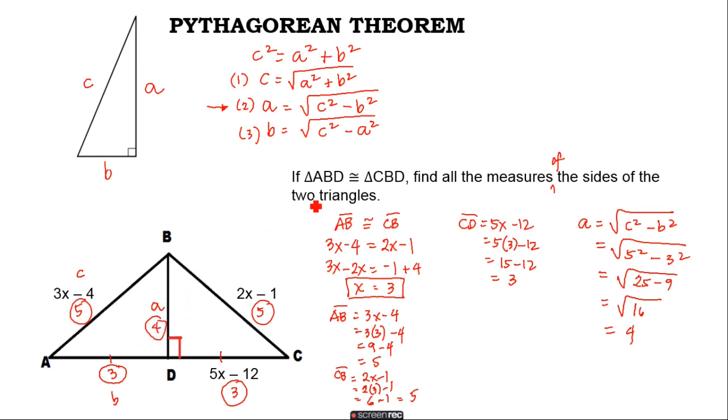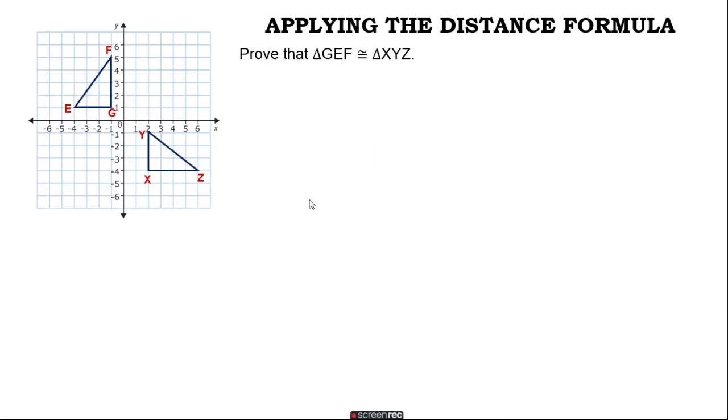So that's the first. Now, the second is, we're also going to apply the distance formula. If you can see, in our Cartesian coordinate system, or the Cartesian plane, we have two right triangles here: GEF and XYZ. According to the statement here, prove that triangle GEF is congruent to triangle XYZ.